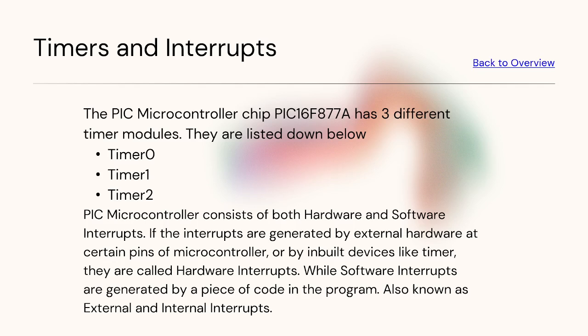Now, timers and interrupts. The peripheral interface controller microcontroller chip has three different timer modules: timer 0, timer 1 and timer 2. The peripheral interface controller supports both hardware and software interrupts. If the interrupts get generated by external hardware at certain pins of the microcontroller or by an inbuilt device like a timer, they are called hardware interrupts, while software interrupts are generated by a piece of code in the program. Software interrupts are generated by writing a program, also known as external and internal interrupts.